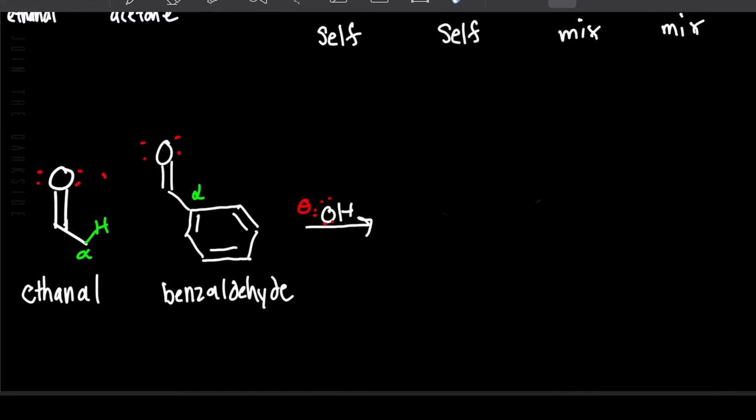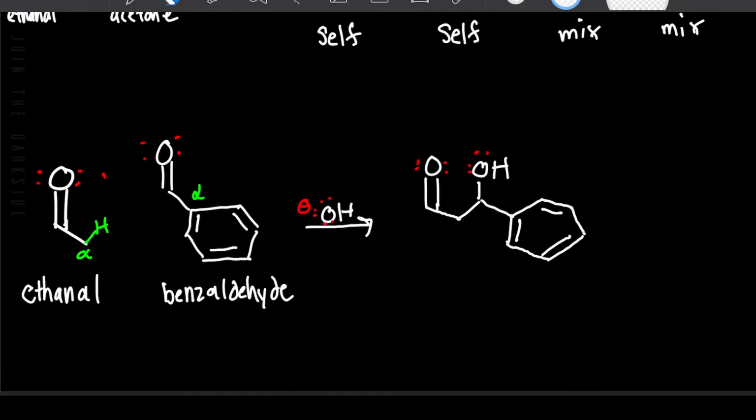So we're going to have to imagine that once the alpha hydrogen is removed, the carbon right over here is going to connect to this carbon. And once that happens, this oxygen is going to become negatively charged and then eventually an alcohol, as you can see in our final product.